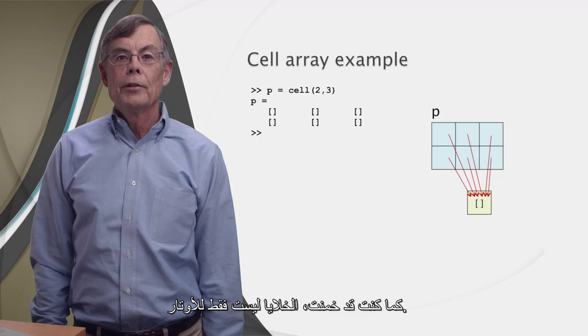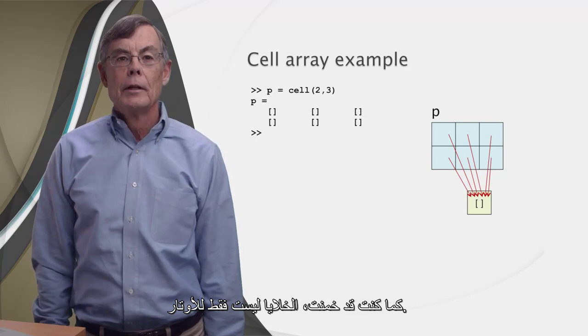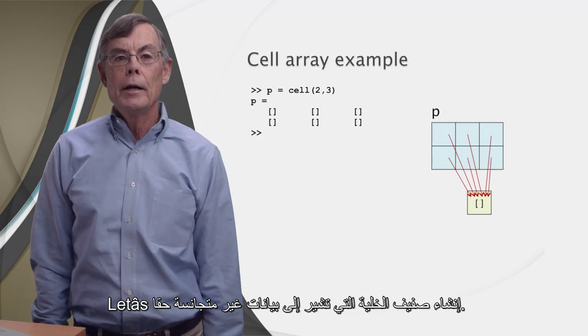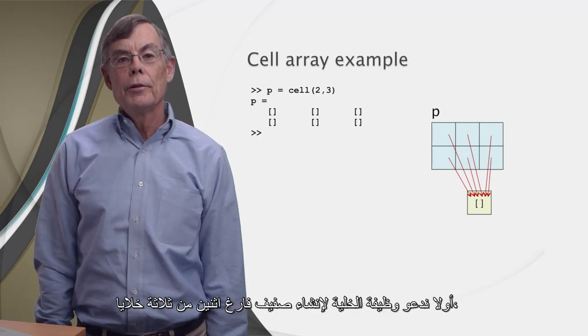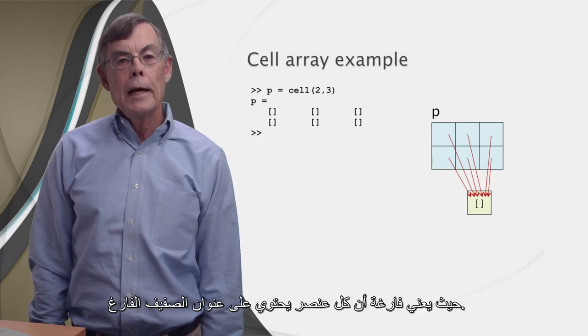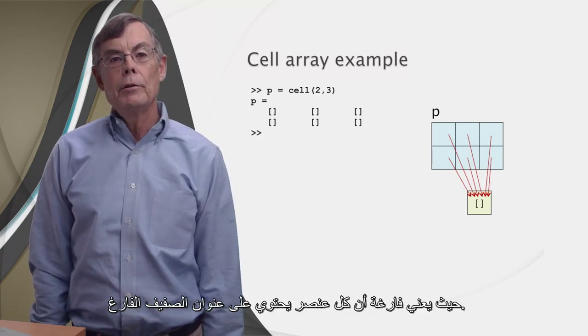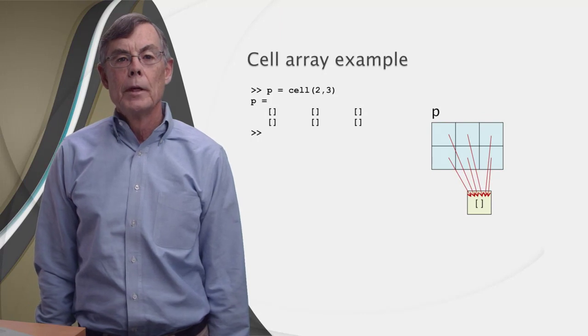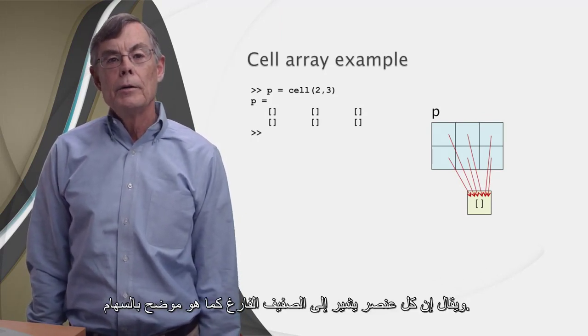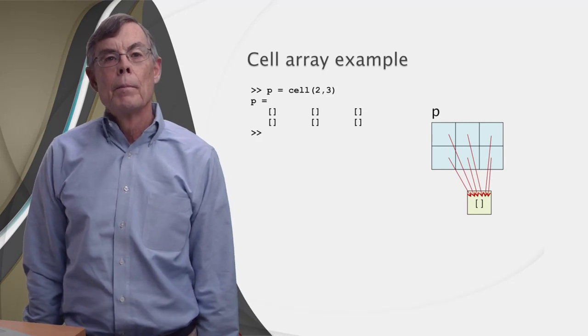As you might have guessed, cells are not just for strings. Let's create a cell array that refers to truly heterogeneous data. First, we call the cell function to create a blank 2x3 cell array, where blank means that each element contains the address of the empty array. Each element is said to point to the empty array, as indicated by the arrows.